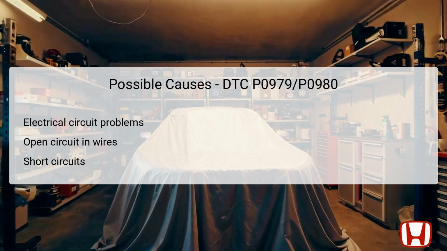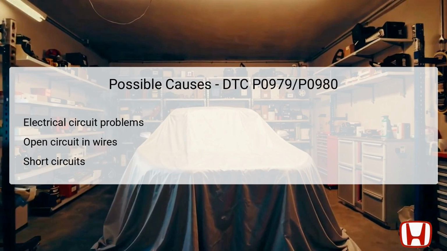The possible causes behind DTC P0979 and P0980 predominantly relate to electrical circuit issues within the transmission system. An open circuit in the wiring could indicate that the electrical connection has been severed or compromised, leading to a low input reading. Similarly, a short circuit may cause the system to perceive a high input, potentially resulting in erratic behavior of the shift solenoid.